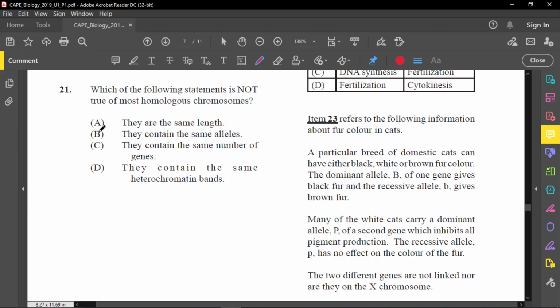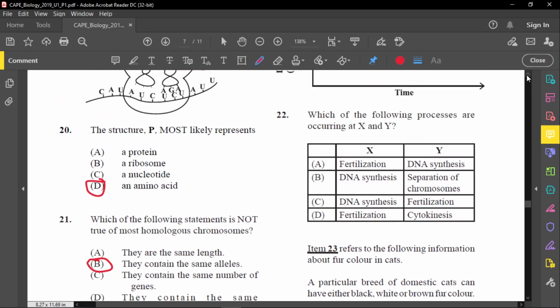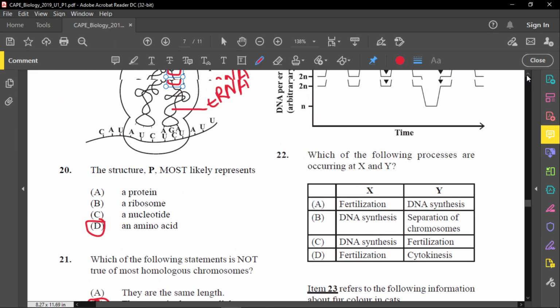So definitely B will be your answer. Before even going any further, they contain the same number of genes. Yes, true statement. They contain the same heterochromatin bonds. Yes. So we talk about locus and where the genes are found. Yes. So definitely alleles cannot be the same. If alleles are the same, we'll all be exactly alike. There'll be no changes between any individual at all.